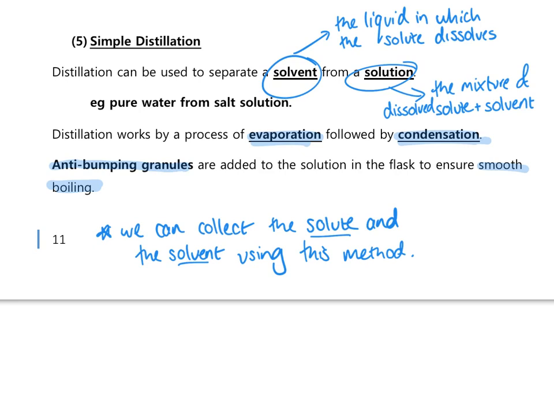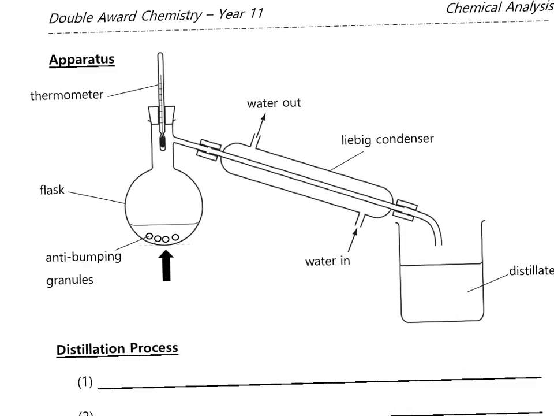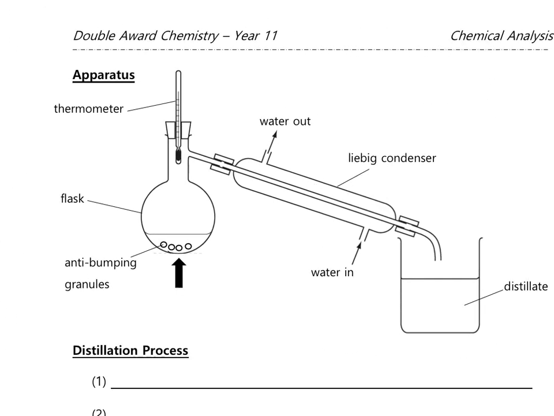So let's have a look at the apparatus. So over on page 12 you can see the apparatus, and we'll just zoom in so that you can see it. It's all been labelled for you, so you don't need to do that. Again, hopefully this is something that you are familiar with.